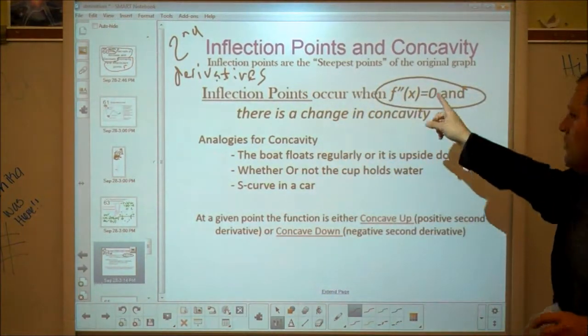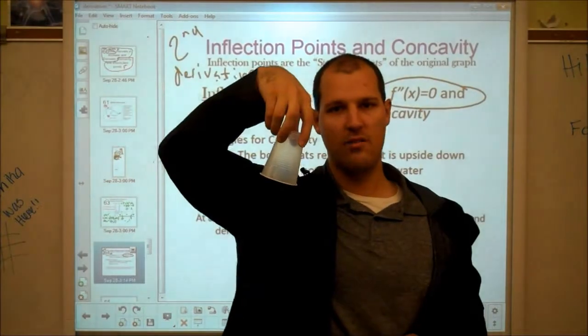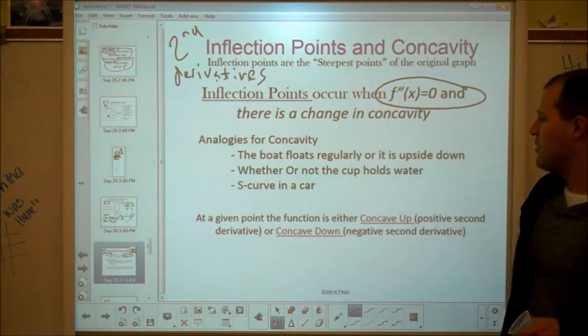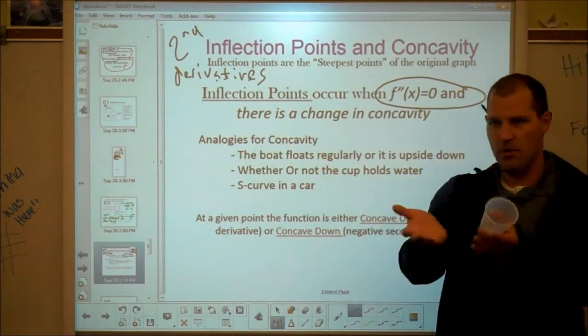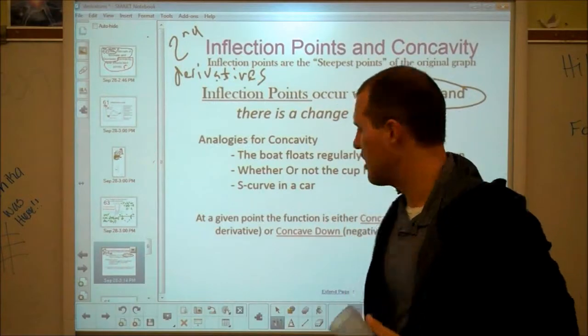Okay, so it's where your second derivative is 0 and there's a change in concavity, where it goes from concave up to concave down or concave down to concave up. Okay, we do have some analogies for it. So we had whether or not the cup holds water. If the boat is floating right side up, that's concave up. If the boat flips, now it's concave down, not so good.